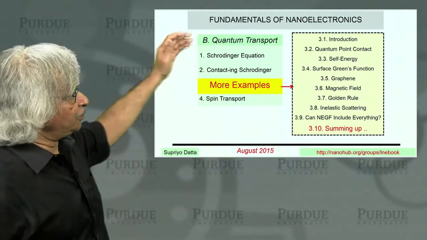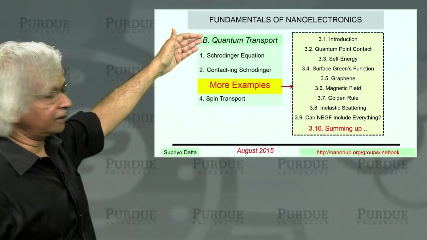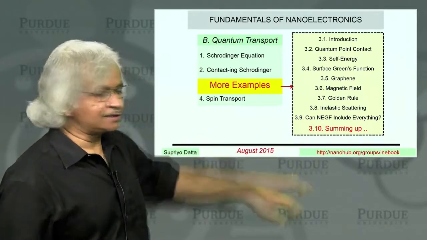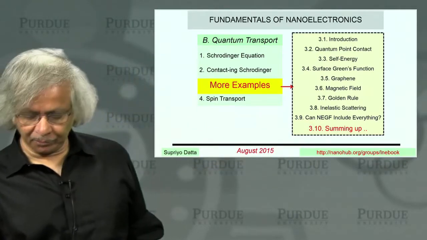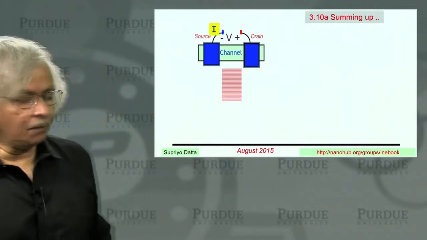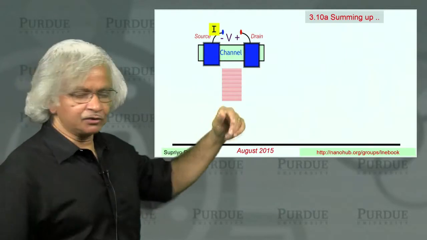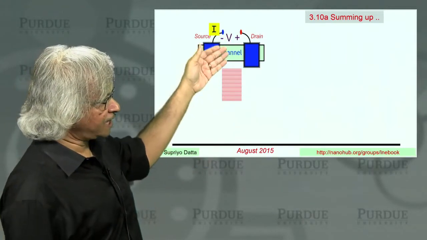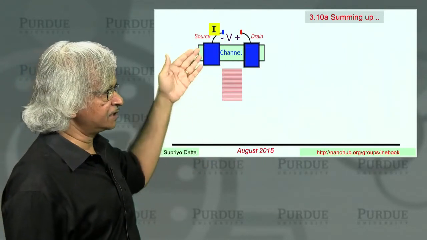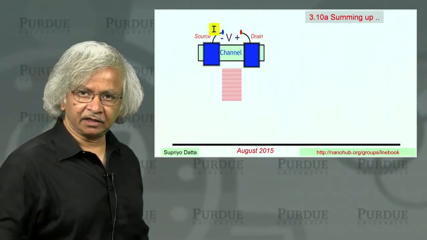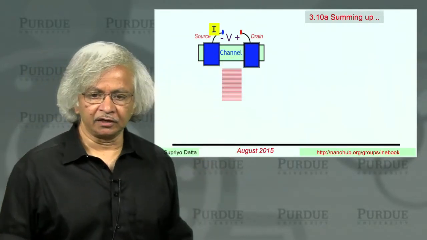Welcome back to Unit 3 of our course on quantum transport. And this is the 10th lecture, so it's time to sum up what we have been doing. Now, as you know, our interest is in describing current flow through nanoscale devices, where this channel has certain energy levels and electrons are injected from a contact and picked up at another contact, giving rise to current flow.